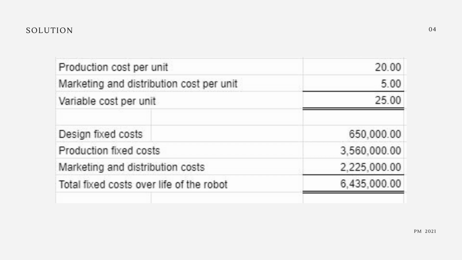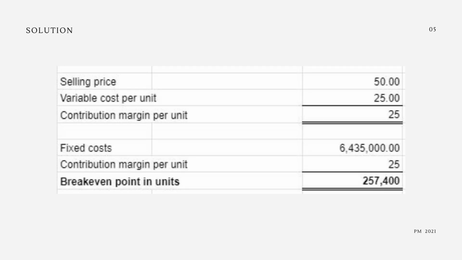The next is the computation for the total fixed costs over the life of the product. Here, we just have to add the amounts given on the table under the column of fixed costs. So, $650,000 plus $3,560,000 plus $2,225,000 leads to a total fixed cost of $6,435,000.